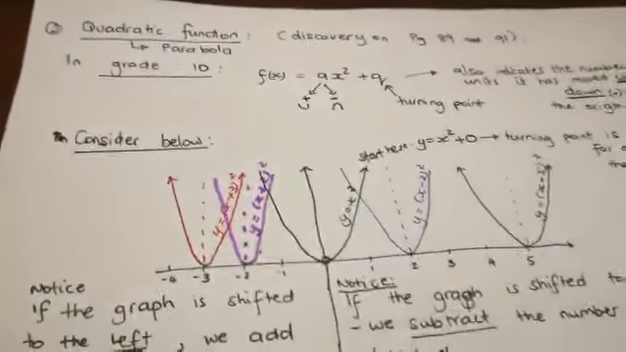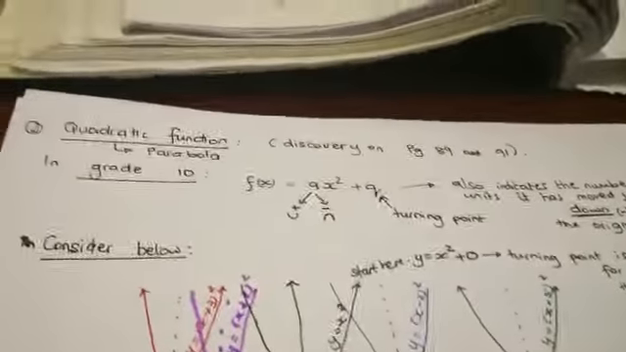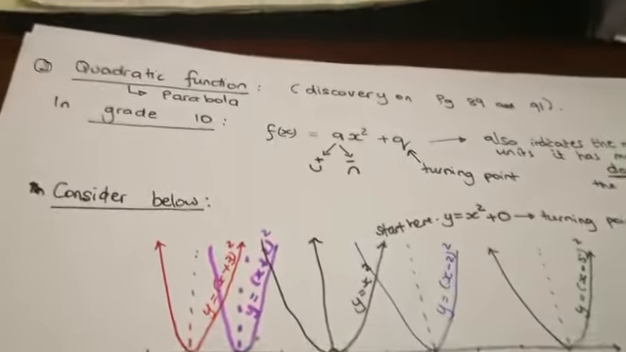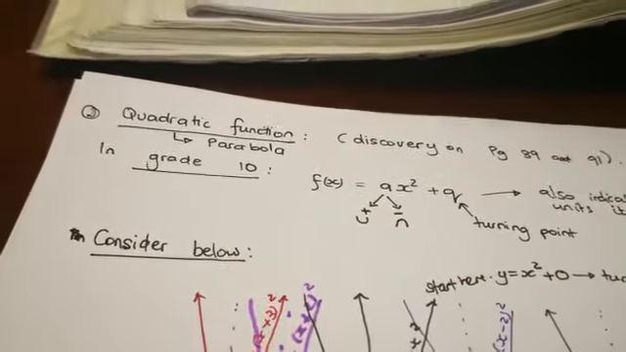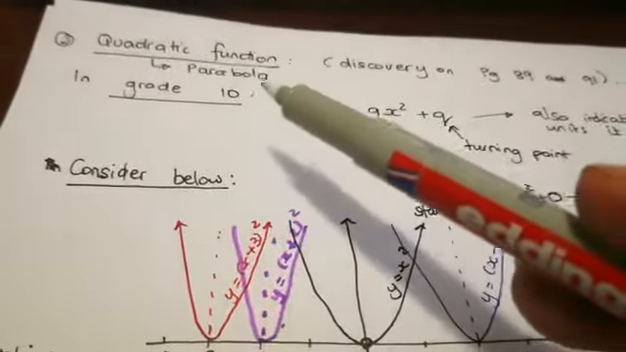All right, so we will look at the quadratic function. This is the second type of function that we will look at. The name of the graph is a parabola.